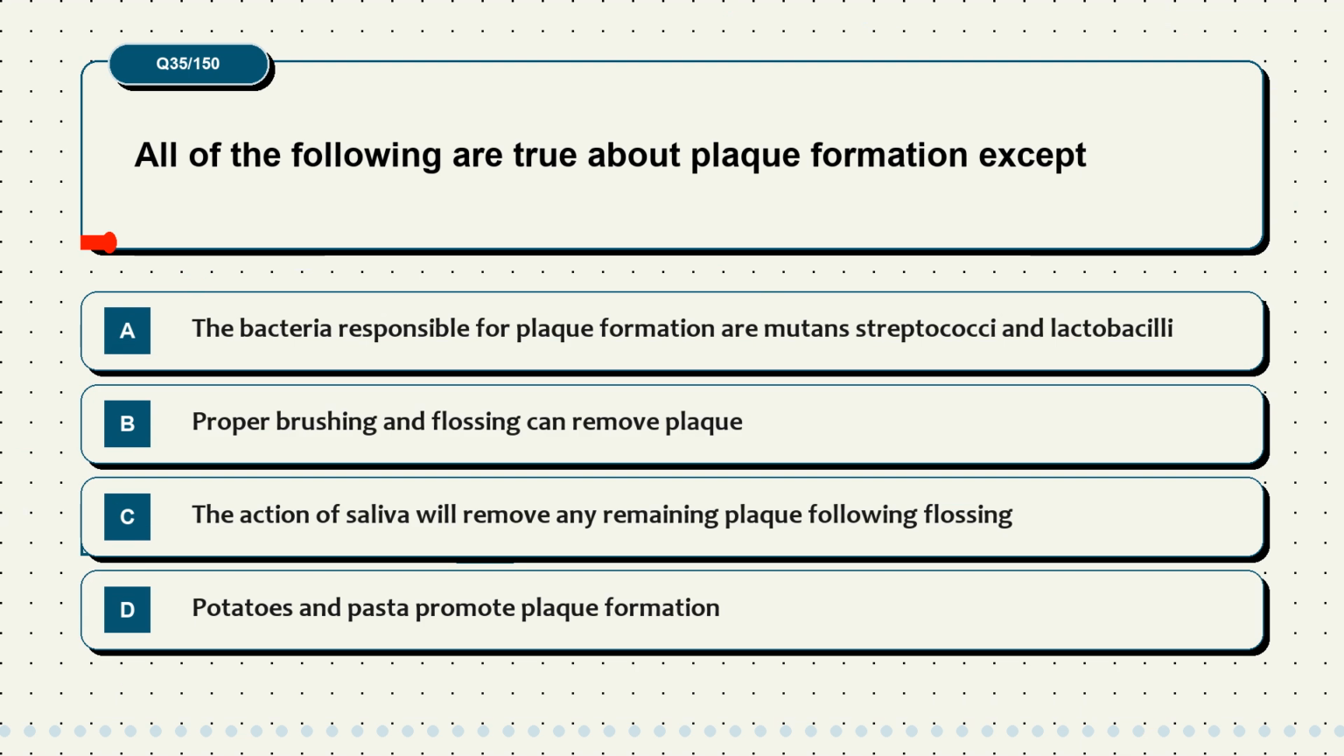Question 35. All of the following are true about plaque formation except. Here are the options. Option A, the bacteria responsible for plaque formation are mutant streptococci and lactobacilli. Option B, proper brushing and flossing can remove plaque. Option C, the action of saliva will remove any remaining plaque following flossing. Option D, potatoes and pasta promote plaque formation.